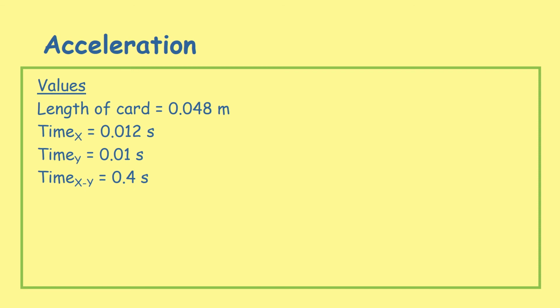Let's calculate the initial speed, the final speed, and finally the acceleration to see if it really is 2 meters per second squared. Here are the values we were given on the previous slide. First of all, let's calculate the initial speed.